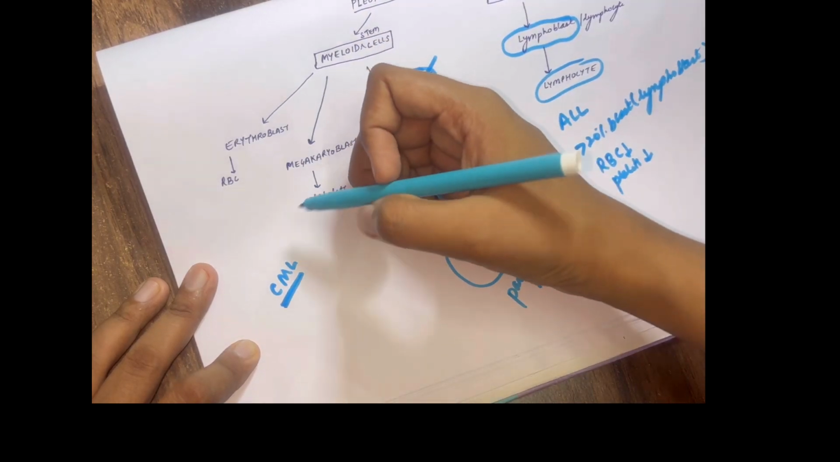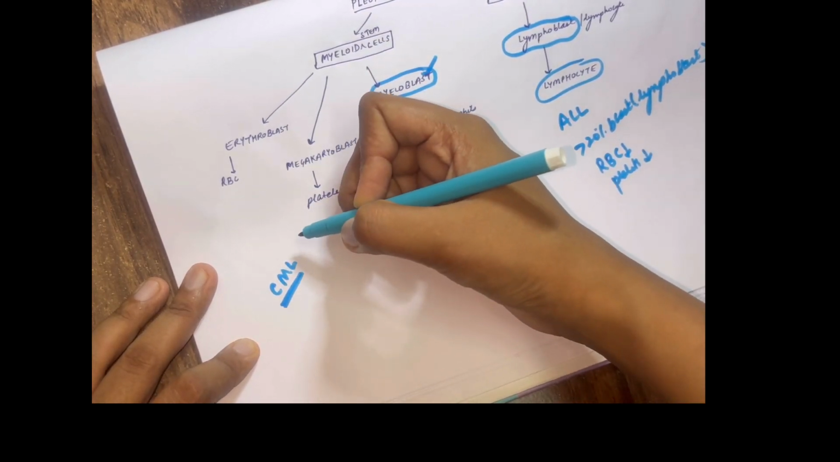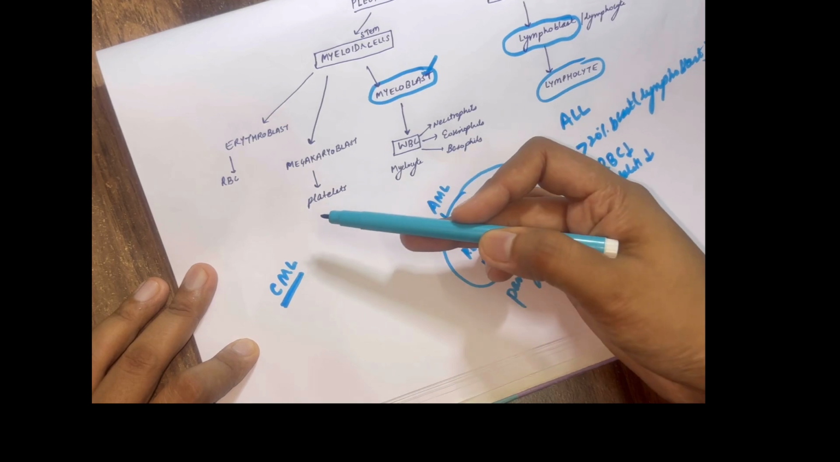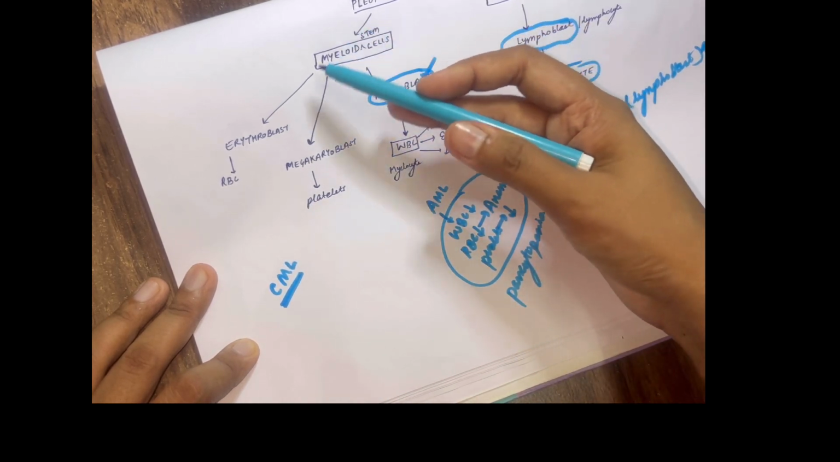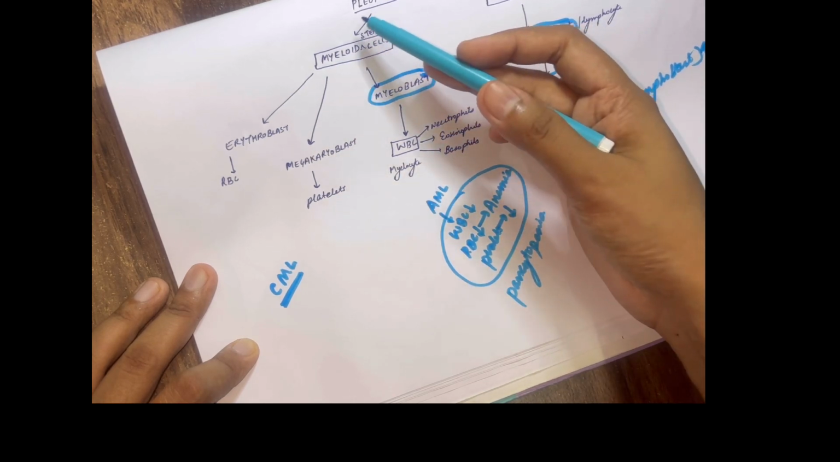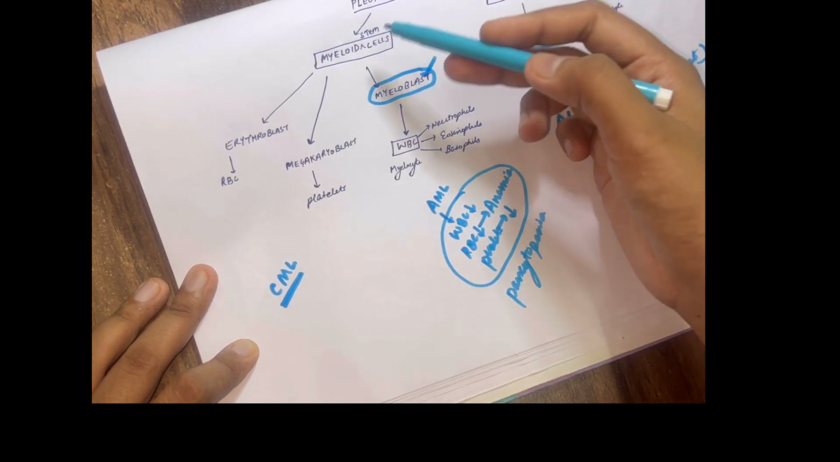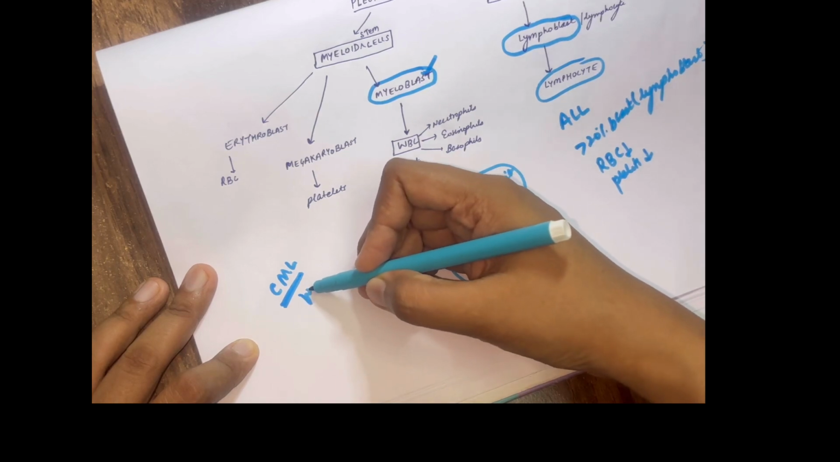Fine. If it is CML, chronic myeloid leukemia, what happens is, I told you myeloid leukemia. So basically what happens here is myeloid stem cells are increased. Fine. That will lead to an increase in all of this. So WBCs will be high.